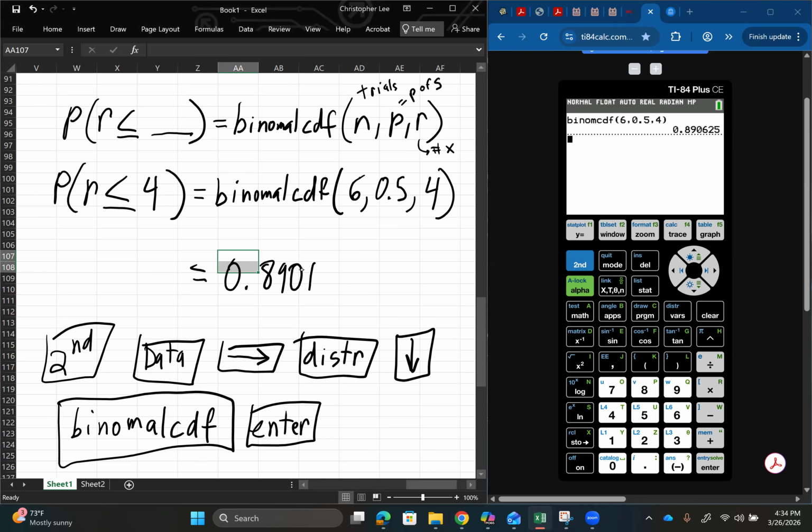So I press second, then data, then cross to distribution, go down to binomial CDF, then enter, then the numbers, in this case 6. But I don't know why I got a 4. It says normal, binomial CDF. Well, we're going to talk about that in a couple weeks. Don't worry.